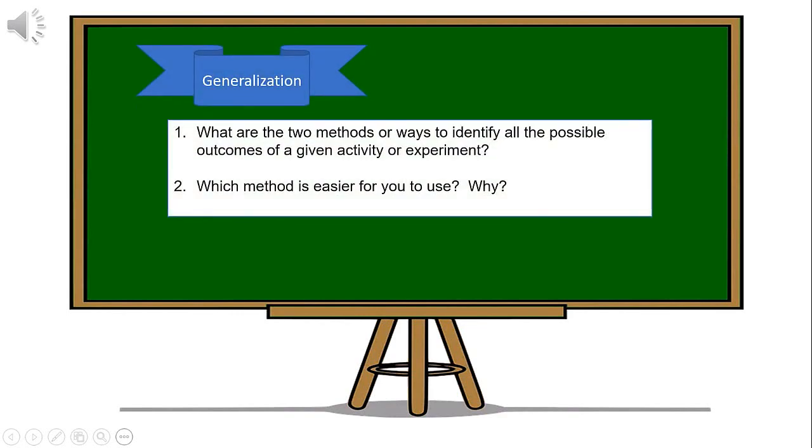Since we are done with some examples and an activity, let me know if you understood our lesson. What are the 2 methods or ways to identify all the possible outcomes of a given activity or experiment? Which method is easier for you to use? Why? Okay, very good. Your answers are correct.